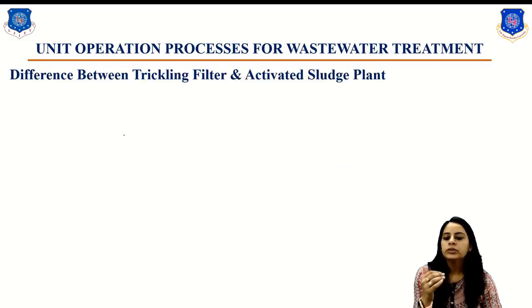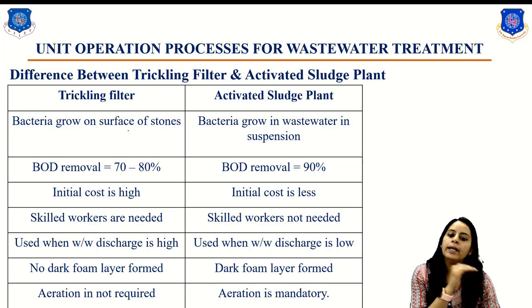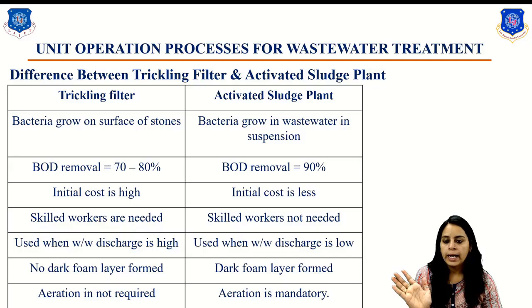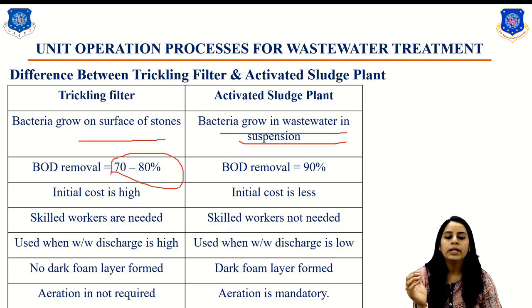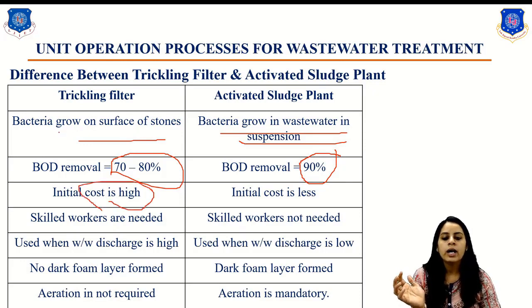Now the next one is the difference between the trickling filter and the activated sludge plant. Here the basic differences are given. In the trickling filter, bacteria grow on the surface of the stone, whereas in the activated sludge plant, bacteria grow in the wastewater in suspension form. Then BOD removal is 70 to 80% in the trickling filter, whereas in the activated sludge plant it is 90%. Then the initial cost is very high in the trickling filter, and in the activated sludge plant the initial cost is less.